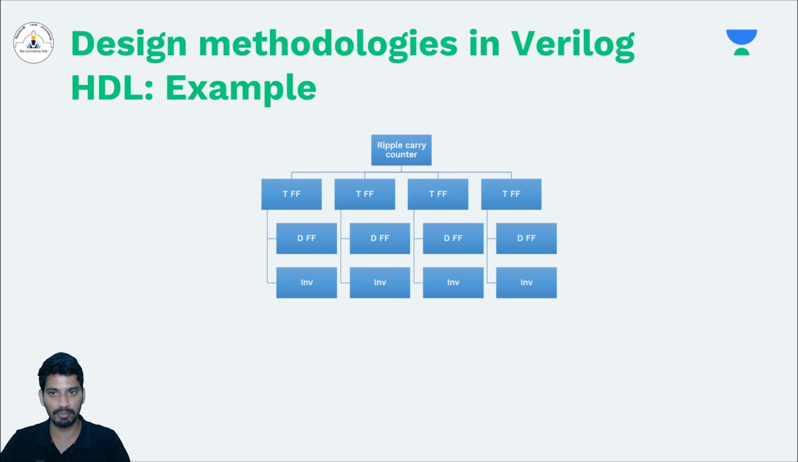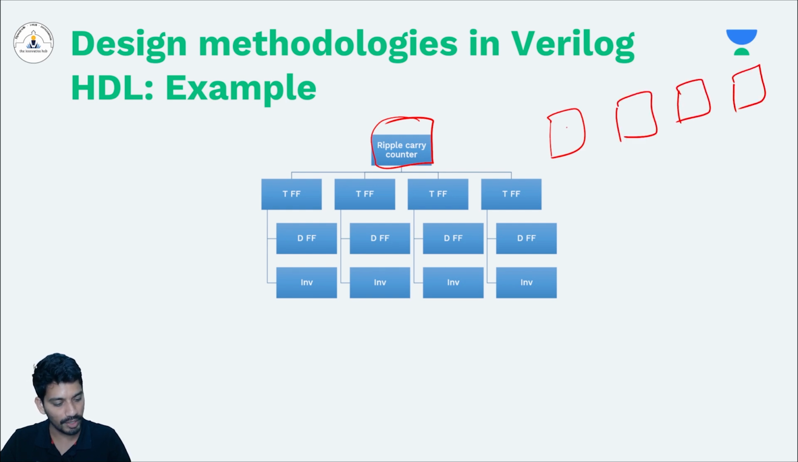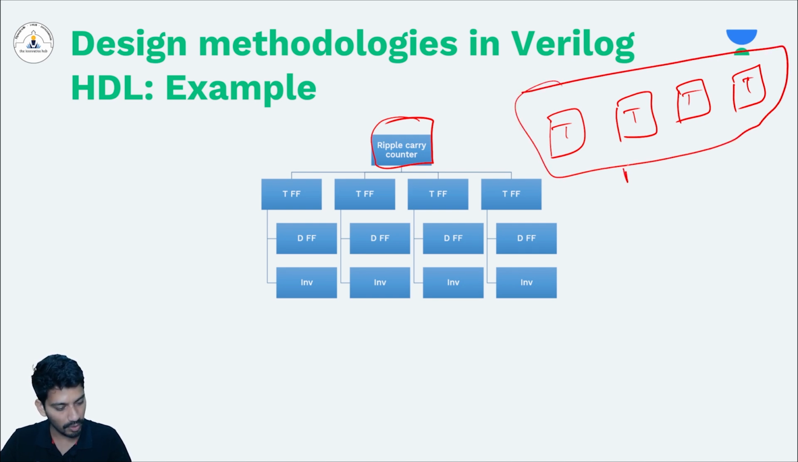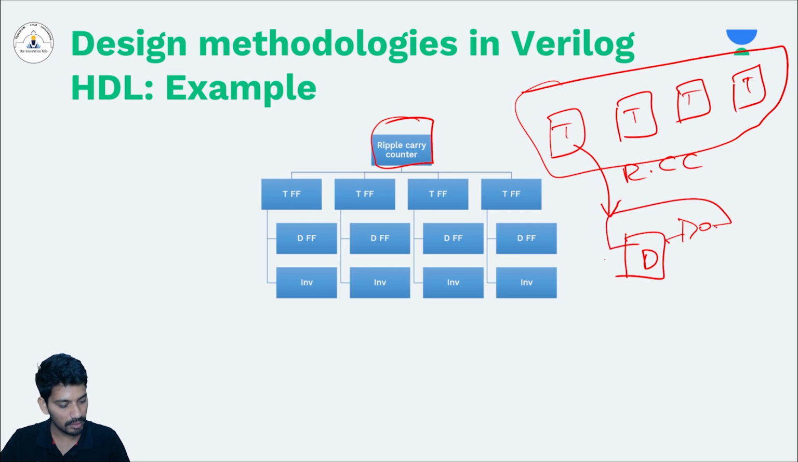So let's take an example. Let's take an example of a ripple carry counter. A ripple carry counter is implemented by using 4 T flip-flops, right? And again, this complete circuit is a ripple carry counter. Again, this T flip-flop is implemented using a D flip-flop and an inverter, right? This is the input. So the T flip-flop is designed using a D flip-flop and an inverter.